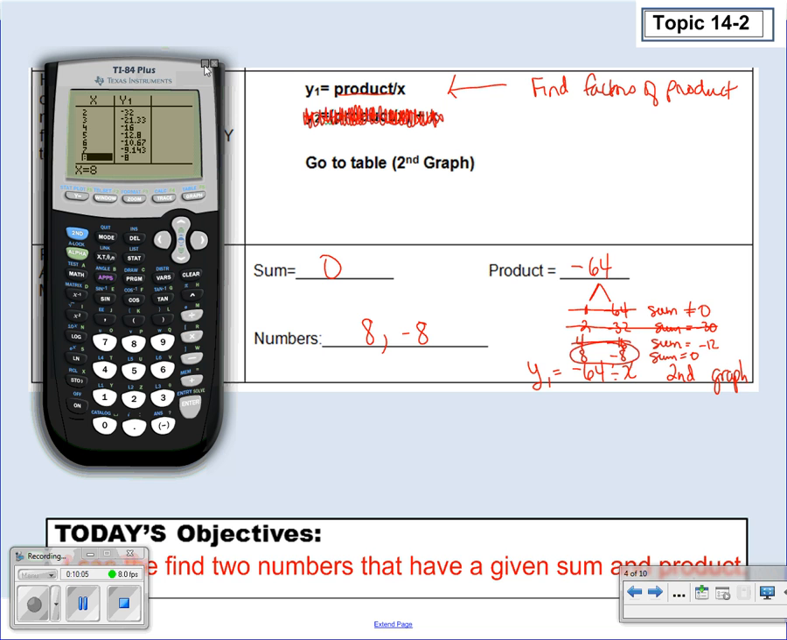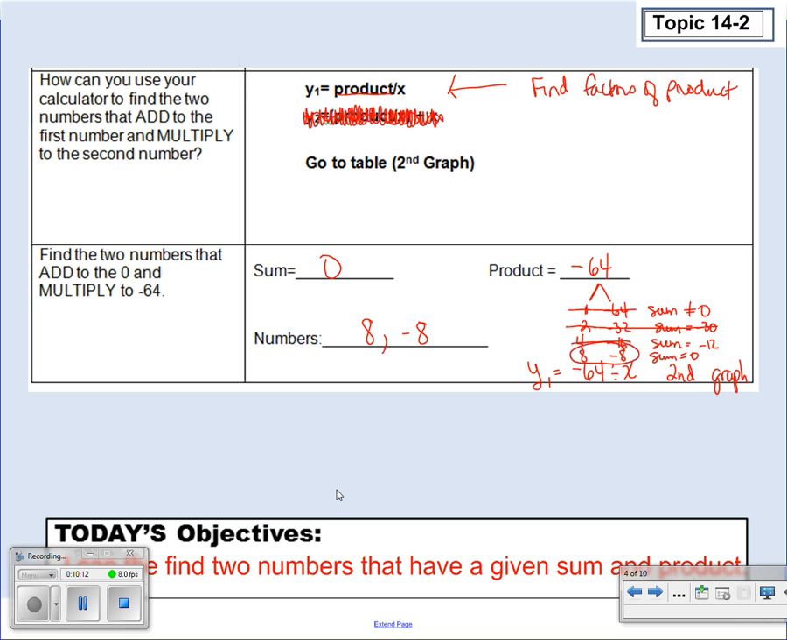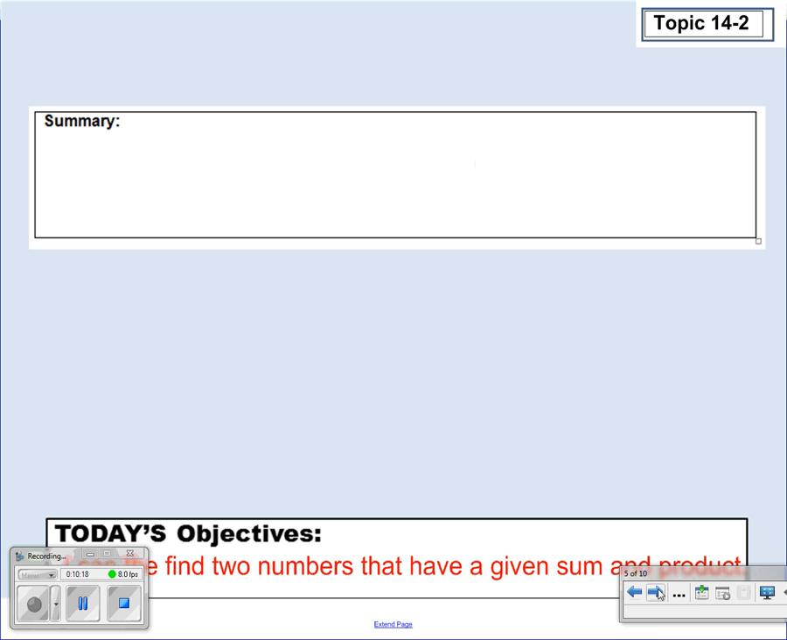So I've shown you how you can use your calculator to come up with the factors of the product if you are unable to come up with them all on your own. So now's your chance to write your summary by answering the question. Our question was, how can I find two numbers that have a given sum and product? I want you to look back over your notes and say, what were the steps that we used in order to find those two numbers? This concludes topic 14.2.